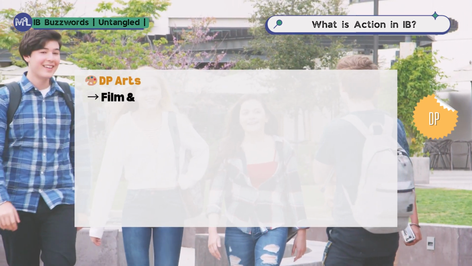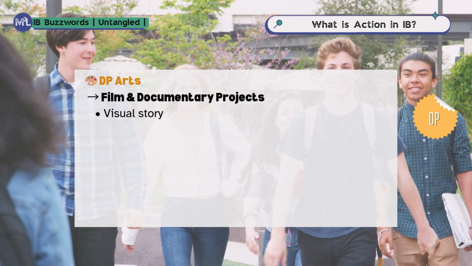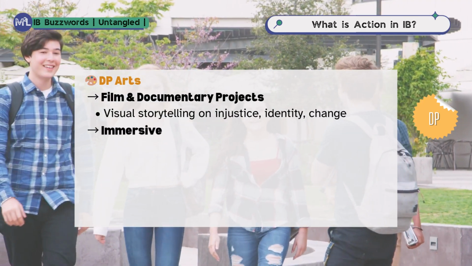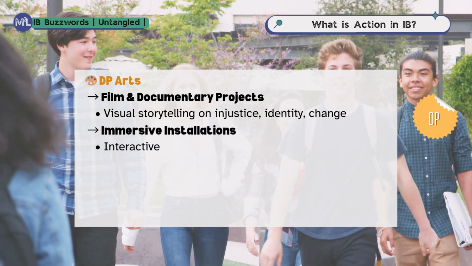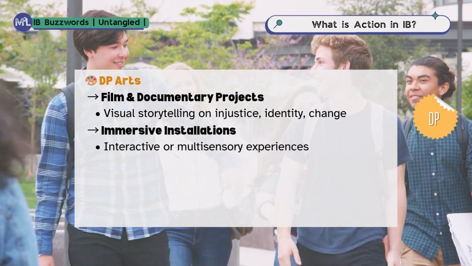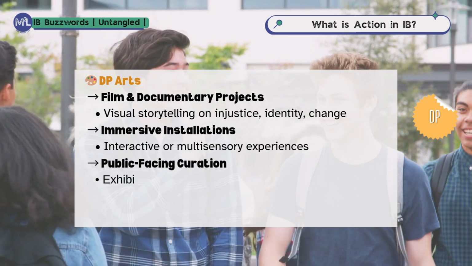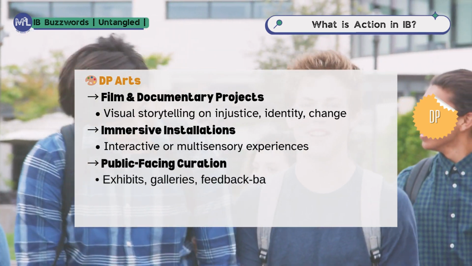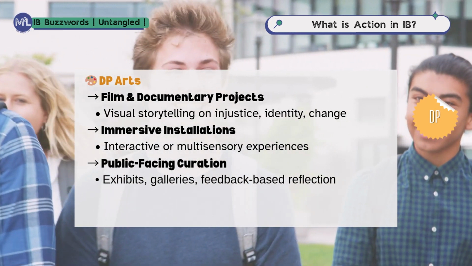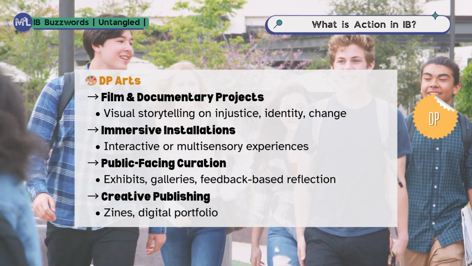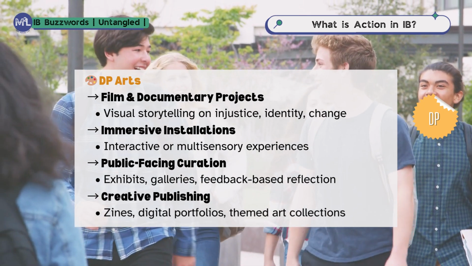In DP Arts, action might include creating original short films or documentaries that explore social issues, producing multisensory art installations designed to shift perceptions or raise awareness, facilitating interactive gallery events with community feedback walls or response zones. Or it could look like publishing student-made online magazines and visual collections about action and identity.